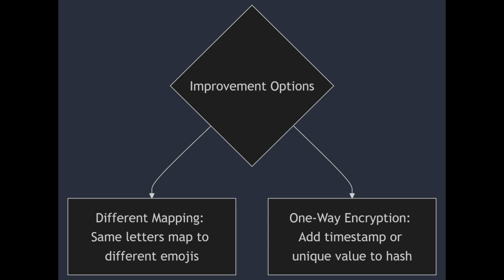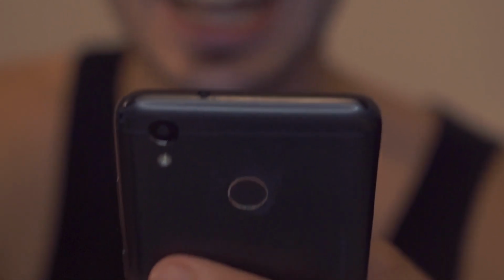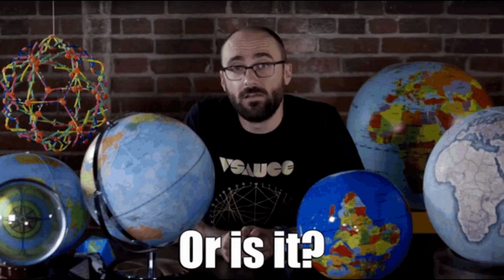There are a lot of ways this can be improved further. One of many things is making sure that the same letters map to different emojis. You can even make this into a one-way encryption tool by adding a timestamp or any unique value to the hash. So, we have talked a lot about security, but let's be real. This isn't military-grade encryption. We're here to have fun. The goal is to send secret messages to your friends with emojis, not overthrowing governments, or is it?